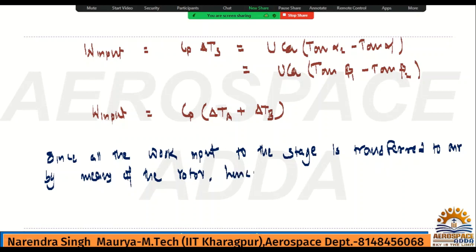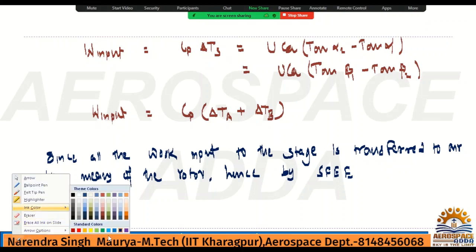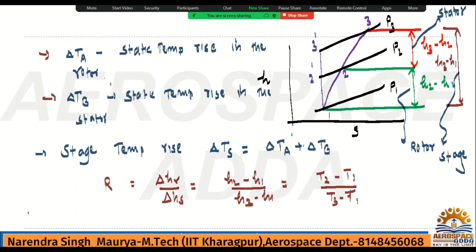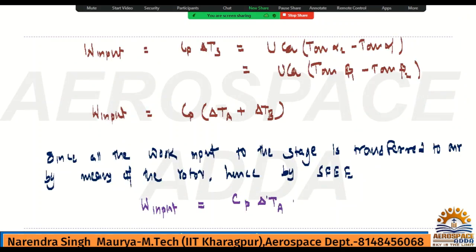Hence, by SFEE, the steady flow energy equation, if you use this for the rotor, then you will get W input equal to the temperature rise in rotor, delta TA. So Cp delta TA plus the change in kinetic energy in rotor, C2 squared minus C1 squared divided by 2. So this will be the steady flow energy equation. Now everything you have here. Based on this we'll derive the equation.